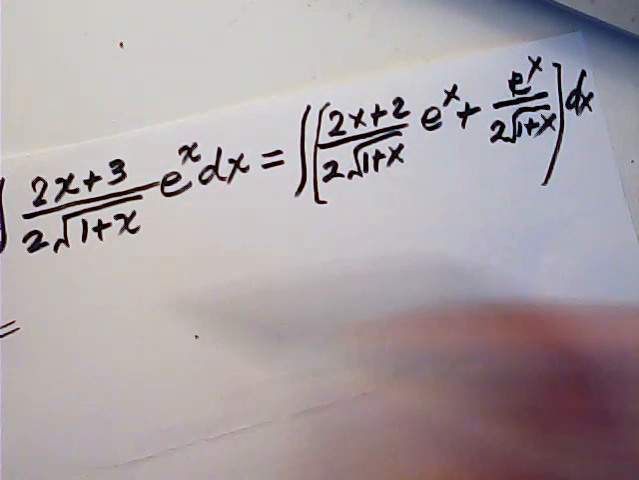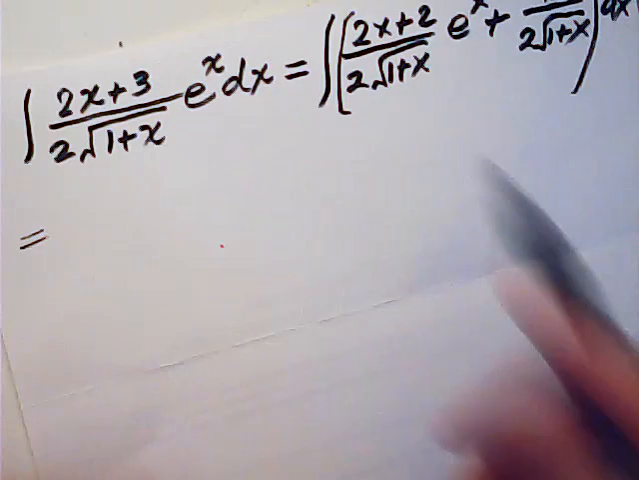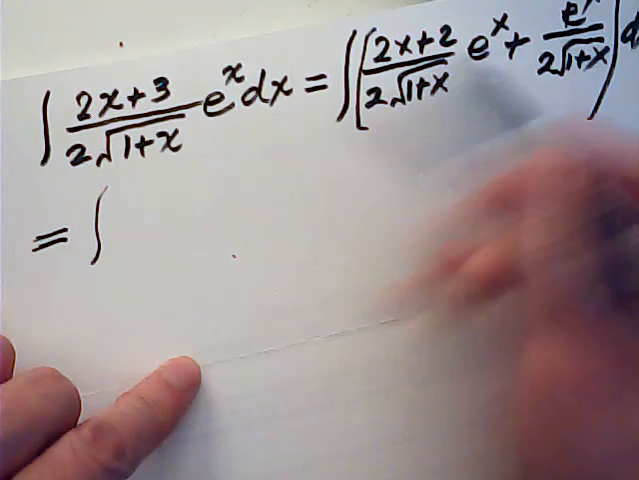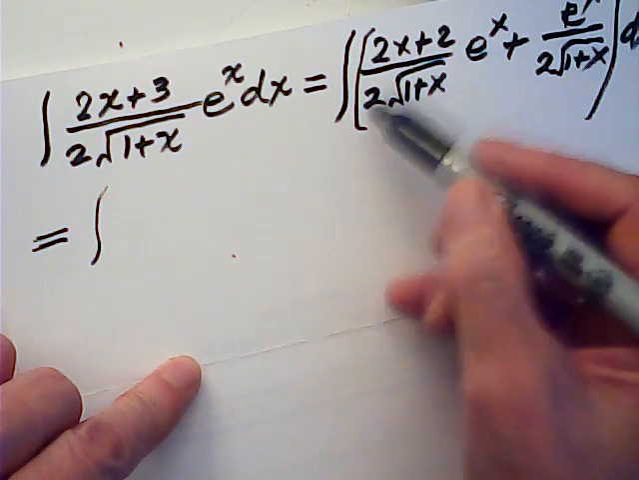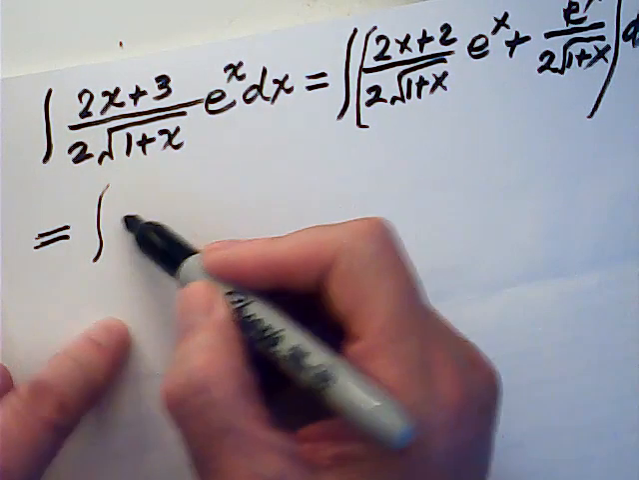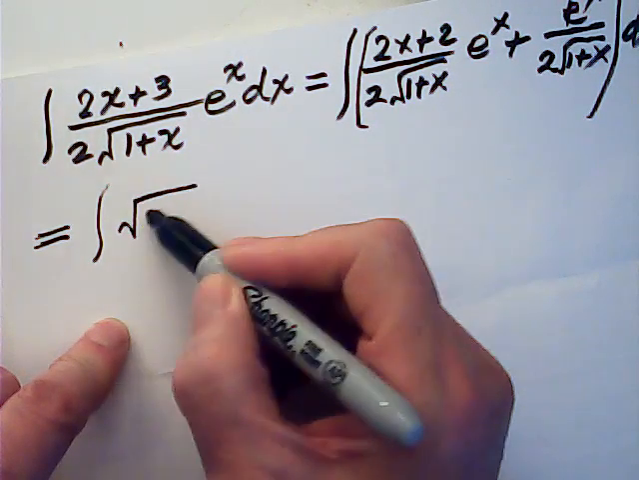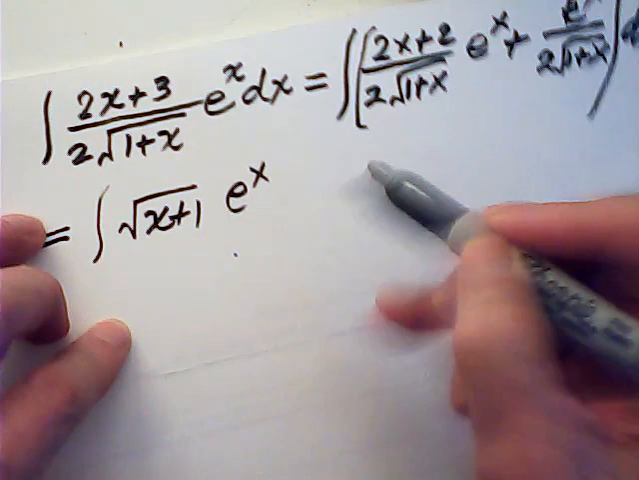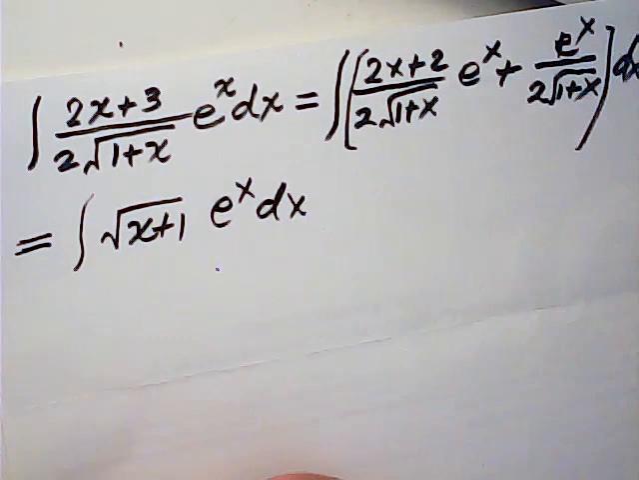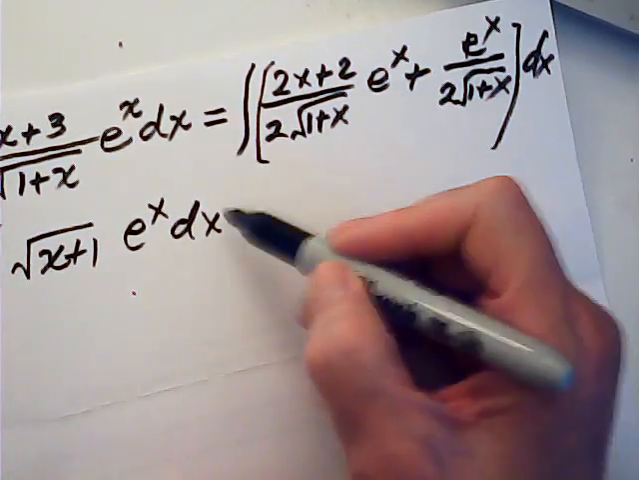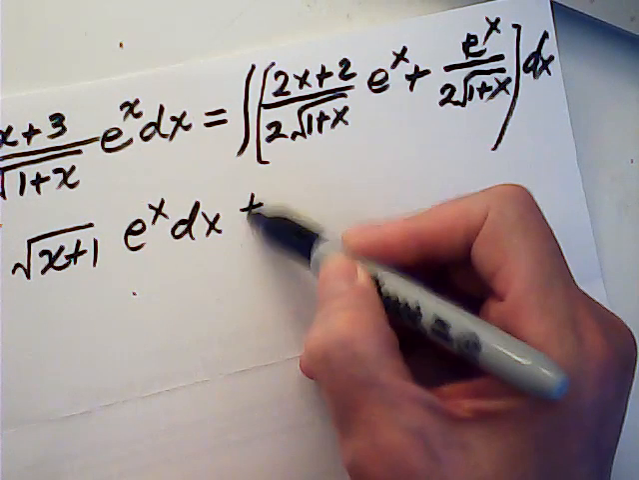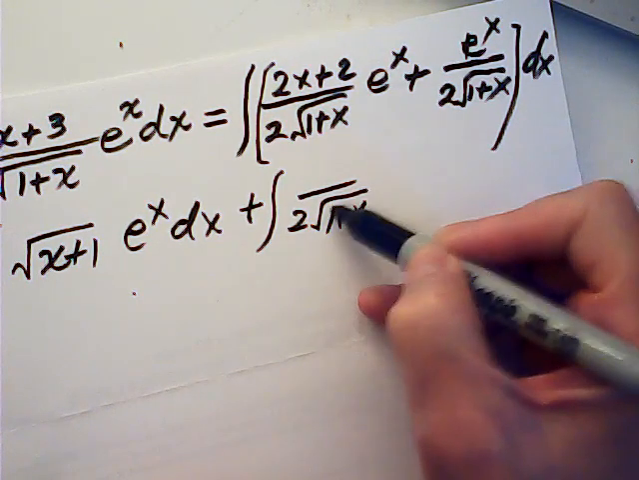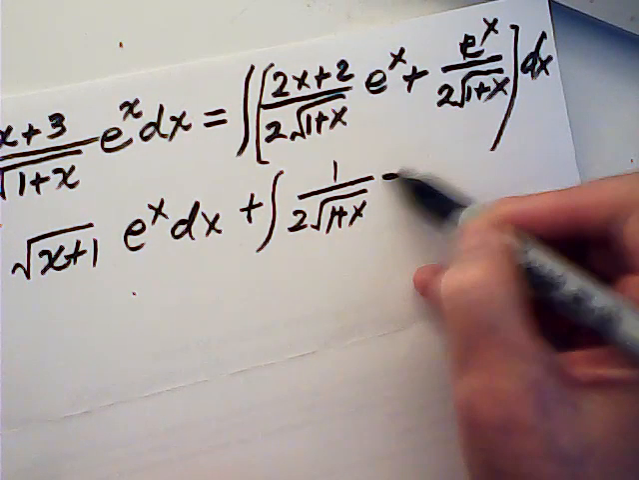Now then, the first one becomes 2 cancels out, 1 cancels out, so it becomes the square root of x plus 1 times e to the x dx for the first part. The second part becomes plus the integral of 1 over 2 square root of 1 plus x, and e to the x dx.